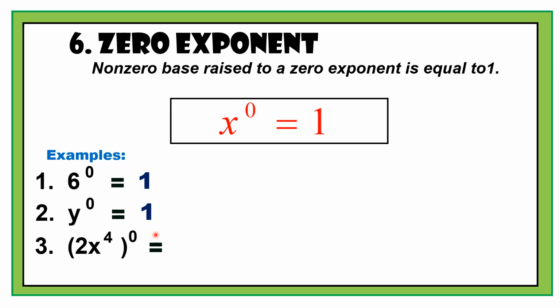Number 2, y raised to 0, again, this is equal to 1. Next, number 3, so since yung base natin na 2x raised to the 4th ay naka-raise sa 0, so therefore this is equal to 1. Next is 2x raised to the 4th, y raised to the 0. So, this case, hindi siya equal to 1 kasi ang base na may 0 exponent ay y lang. So, ang answer dito ay 2x raised to the 4th power.